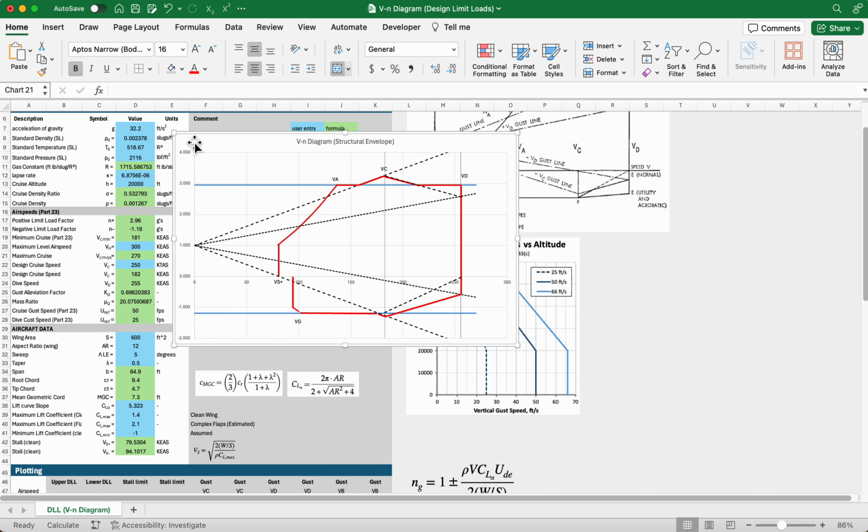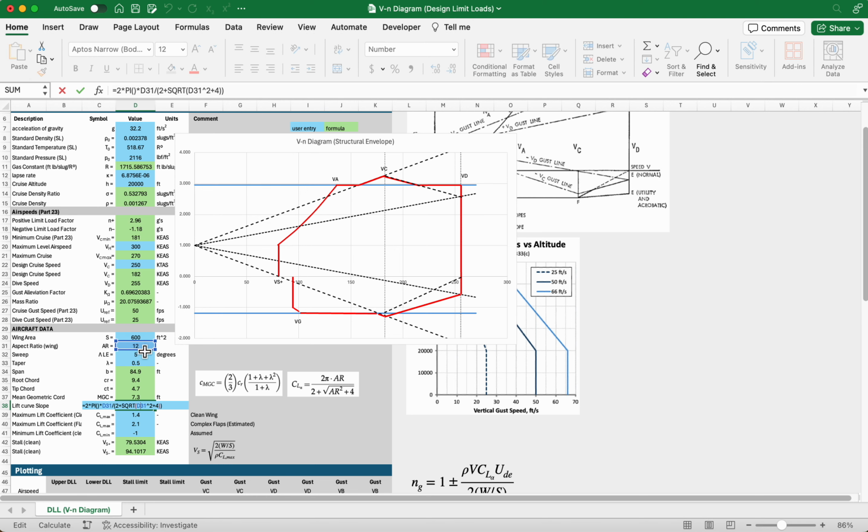So the slope of our CL alpha curve, if we change this, now this is calculated based on our aspect ratio and so on. So if we have a lower aspect ratio, we're essentially shallowing our lift curve, so making it less steep. So that will also affect our gust because our gust velocity is just effectively an increase in the angle of attack. So if our slope is lower, then an increase in angle of attack will result in a lower increase in lift and a lower gust load factor.